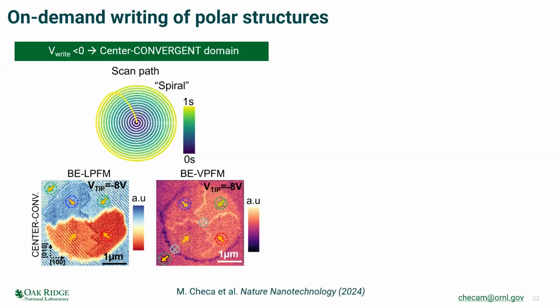So when we apply a negative writing bias in this lead strontium titanate, we see this 4-quadrant structure appear with all the domains pointing inwards, right? Where the blank slate is all pointing in one direction outside, but we see clearly 4 quadrants all pointing towards the center.